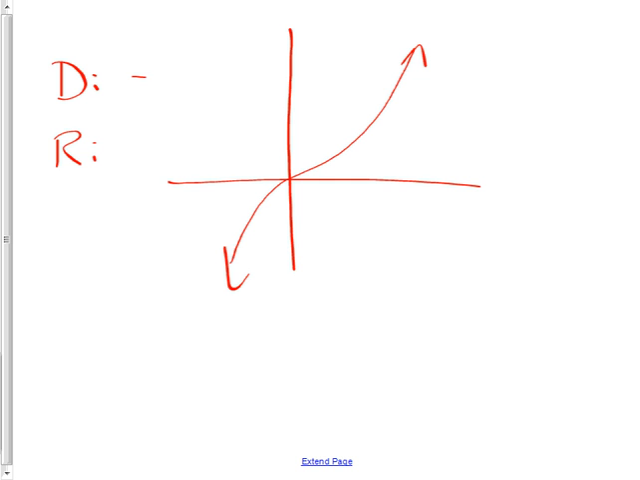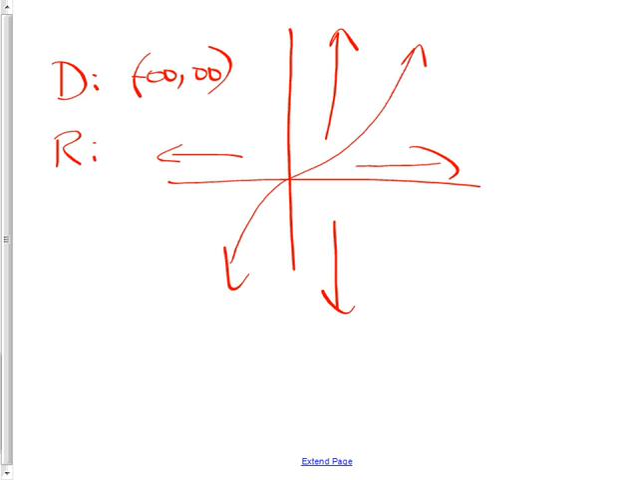I hope you said from negative infinity to positive infinity for the domain, because it goes forever this way and forever that way without ever having any interruptions. Do you get that? Okay. And then the range is this way to this way, which is also negative infinity to positive infinity.